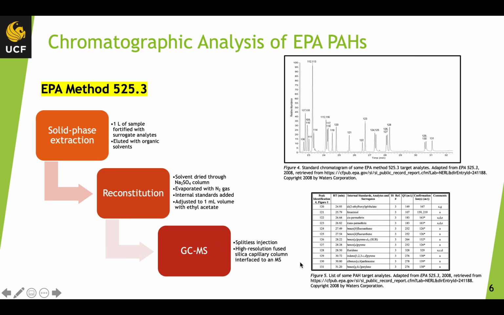And the column is a high-resolution fused silica capillary column interfaced to a mass spectrometer. This method actually includes several more target analytes than the previous method. It's a very long list. This is just a small portion of the list that includes some of those EPA PAHs. However, the entire list itself does include all 16. So all 16 of those PAHs can be separated via this method.